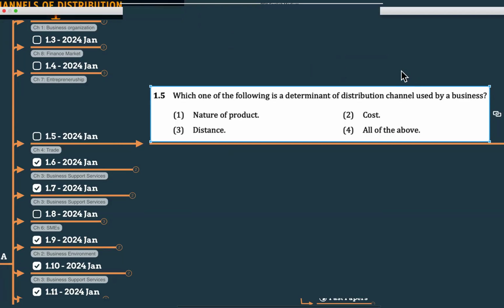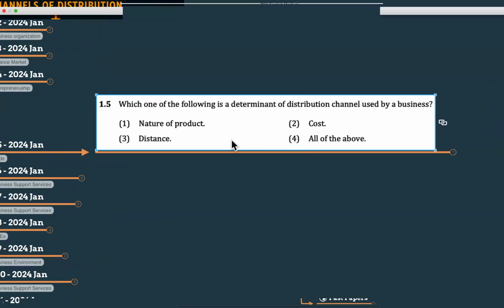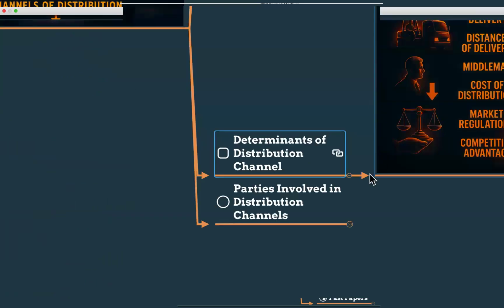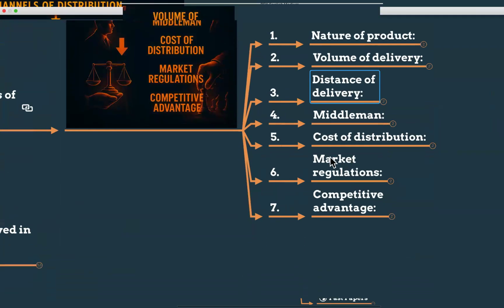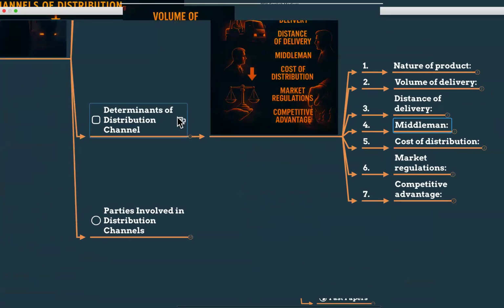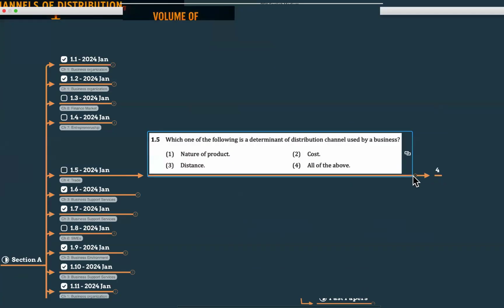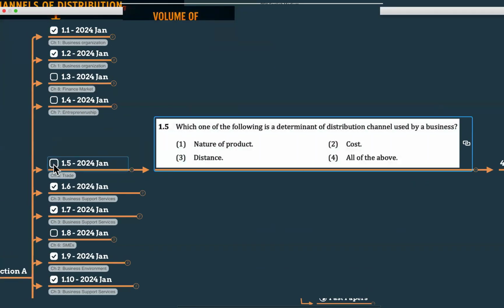Answer, please. Guys, are you sleeping? No, right? Right, Zahra is choosing the fourth one. Rakavi is choosing the fourth one. Yes, right. The nature of the product, cost, distance, everything matters, right? Just now we have studied the nature of the products, distance, and the cost of the distribution, everything matters. So all of the above is the correct answer, right?